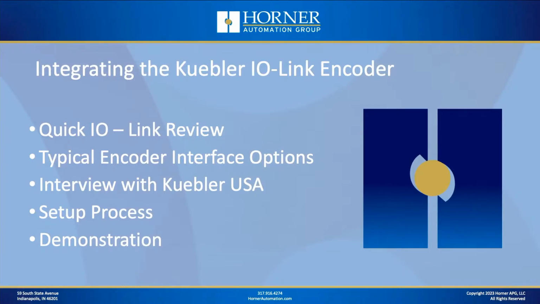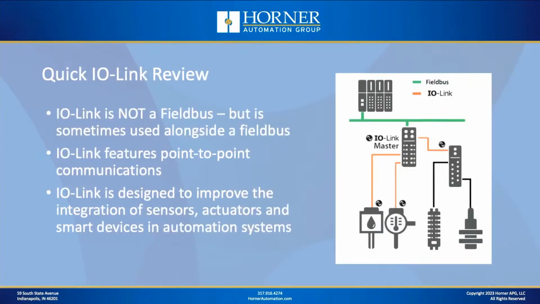All right, let's take a look at how we're breaking down today's topic. We're going to start with a quick IO-Link review, and then we're going to go through what some of the typical encoder interface options are when you're integrating an encoder with a PLC or with a Horner OCS. Then we're going to stop and take a few minutes to meet the guys from Kuebler USA and hear what they're all about. And then it's all about demonstration. We're going to go through the setup process, and we're going to show you how we get that Kuebler encoder over IO-Link communicating with the Horner OCS. All right, here we go.